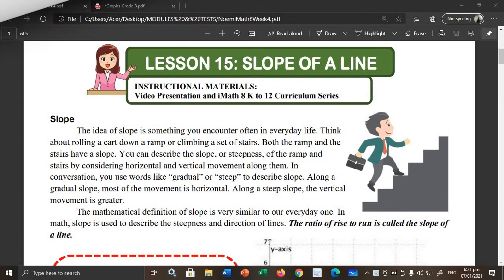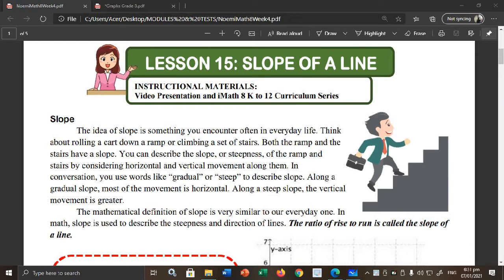In this video, we are going to talk about the slope of a line. The idea of slope is something that we encounter in our everyday life. You can describe the slope or the steepness of the stairs that we are climbing up or down by considering horizontal and vertical movement along them. In conversations, we use words like gradual or steep to describe slope.